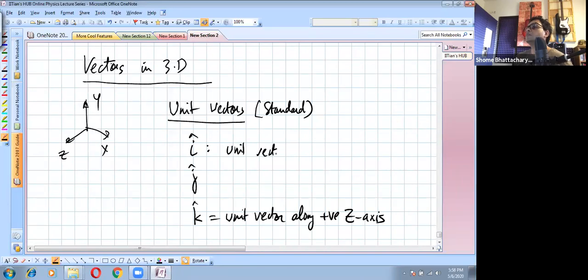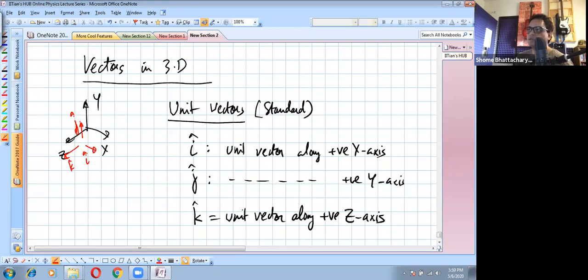This was the unit vector along positive X axis. And similarly, this is the unit vector along positive Y axis. Okay. So in this diagram, this will be your I cap along the X axis. This will be your J cap along the Y axis. And along the Z axis, this one will be your K cap. And they are mutually perpendicular.